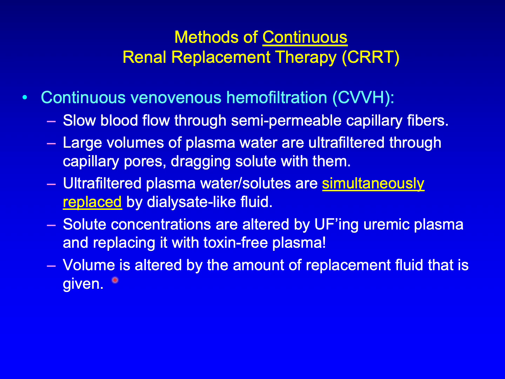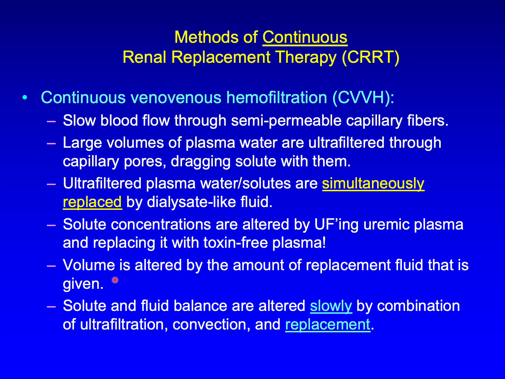Meanwhile, volume can be altered by the amount of replacement fluid given. If the patient can't tolerate any decrease in intravascular volume, you replace fluid as fast as you ultrafilter it, so there's no net fluid loss. But if the person can tolerate a little fluid removal, you can remove a liter of plasma and give 990 cc's of replacement fluid back, a negative balance of 10 cc's, or 950, etc., resulting in a slow decrease in intravascular volume. Thus, solute and fluid balance are altered slowly and smoothly by a combination of ultrafiltration, convection, and replacement.